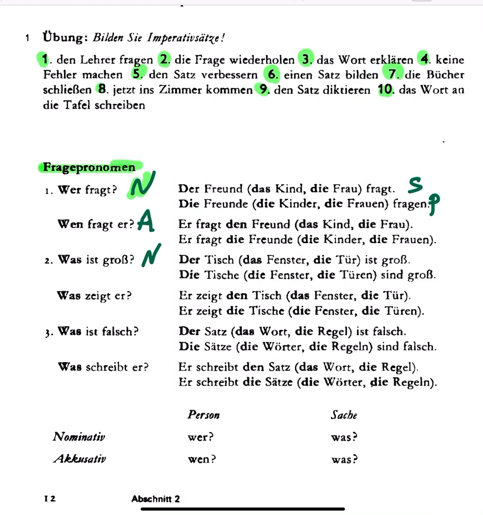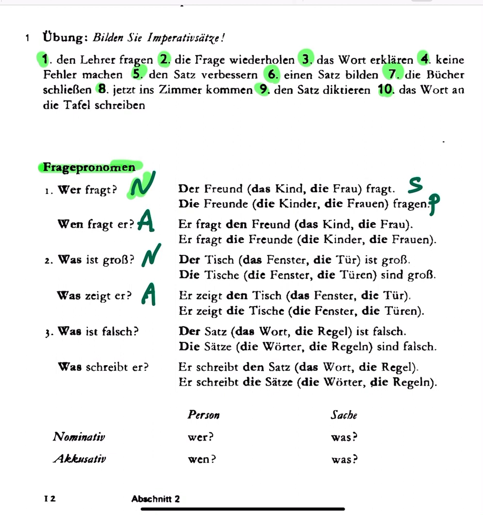Was zeigt er? It is for accusative. What does he show? Er zeigt den Tisch, das Fenster, die Tür. He shows the table, the window, the door. Er zeigt die Tische, die Fenster, die Türen. He shows the tables, the windows and the doors. As we use here in both situations, we can see both accusative and nominative in the singular and the plural form.